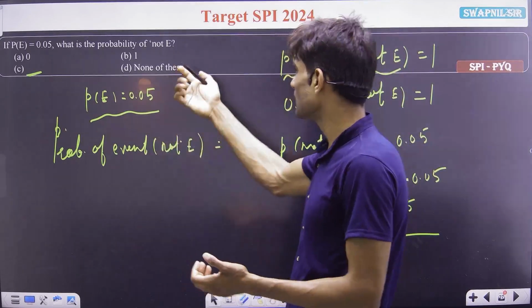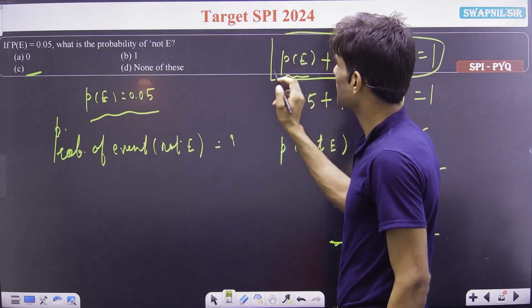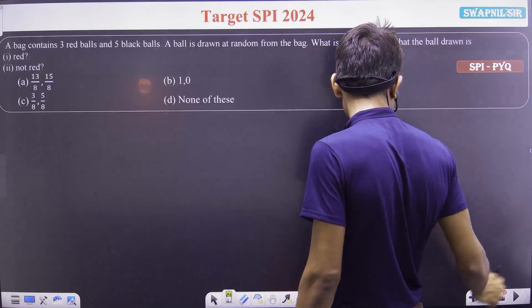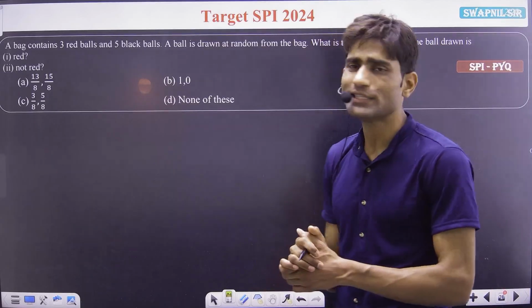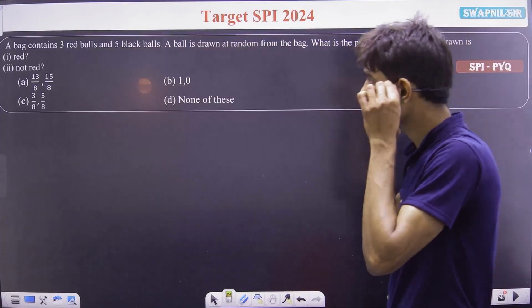Now see that it is a very easy example. You will get a similar example in your question. The probability of event E plus the probability of event not E is equal to 1. I'm expecting that you all have understood this solution. Let's move to the next question. This one is the last question for today's lecture.